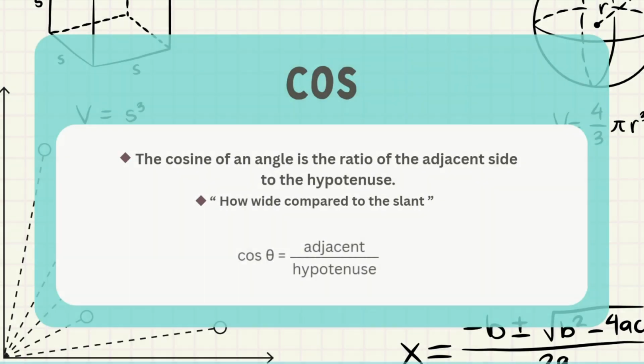Cosine. The cosine of an angle is the ratio of the adjacent side to the hypotenuse. So how wide compared to the slant? Here we have the formula cos theta equals adjacent over hypotenuse.